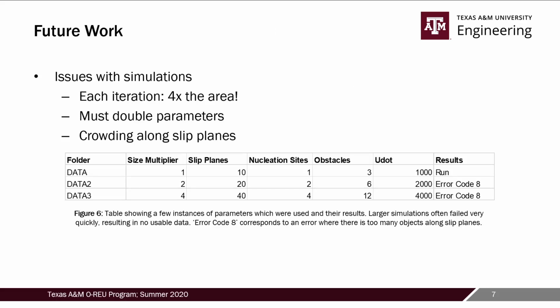However, this need leads to where I am now and what work needs to be done in the future. Each iteration of the simulation doubles the size of all cell parameters, quadrupling the total area. Thus, the parameters become very large very quickly and result in overcrowding along the slip planes. Larger simulations would often fail very quickly with no produced data. In the future, these simulations need to become smaller.